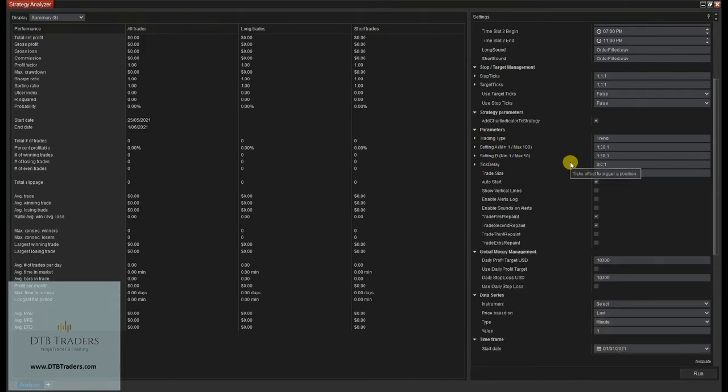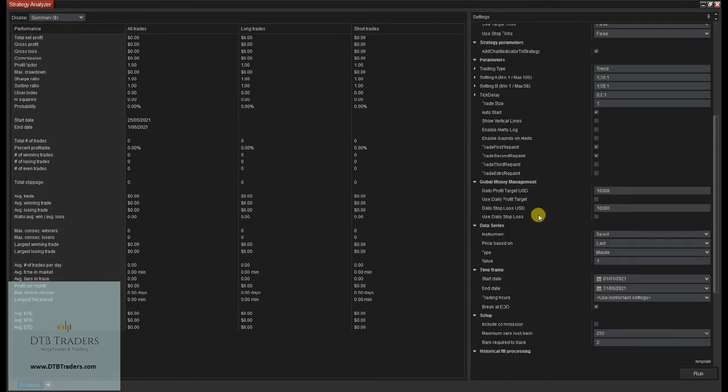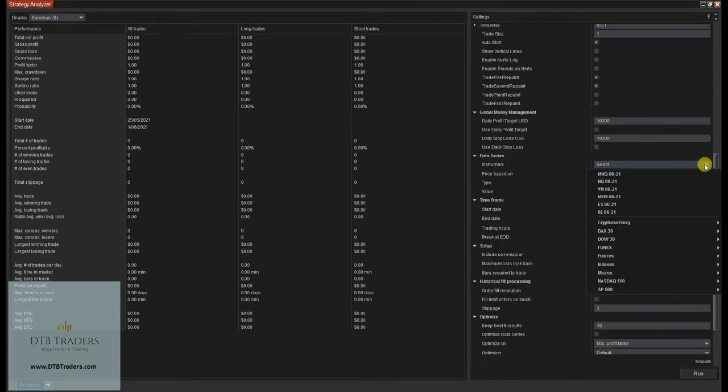So the setting A and B are basically proprietary settings. There's a lot built into the code behind that. I've just made it very simple by calling it setting A and setting B. Tick delay is basically a bar delay. So if you've got an 8 in there, it'll be a 1 bar delay. If you've got a 16, it'll be 2 bars delay if you're using an 8/8 chart.